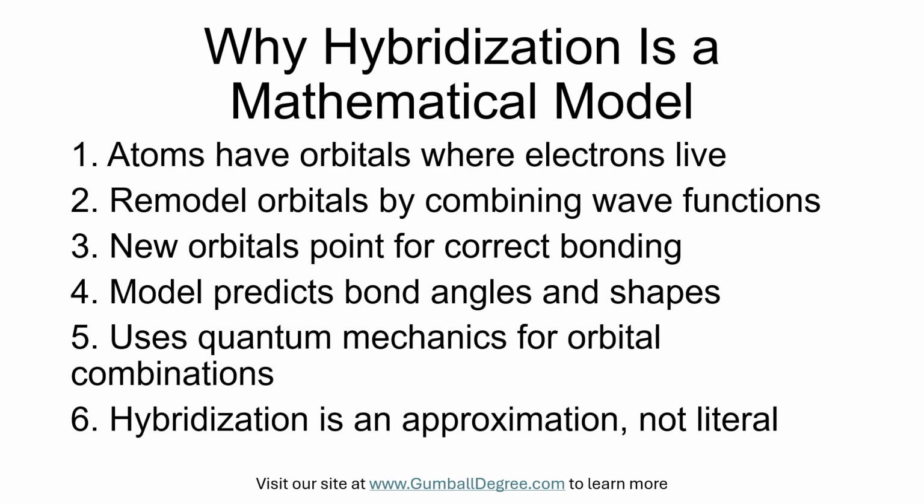Chemists use the rules of quantum mechanics to form these combinations, but the actual math is a tool to create orbitals with the right geometry and energy, not a literal picture of tiny spinning balls being glued together. This is why hybridization works well for many molecules, but is still described as an approximation or a model.